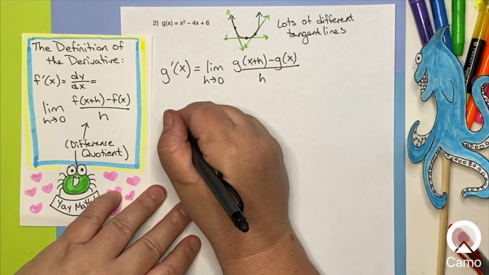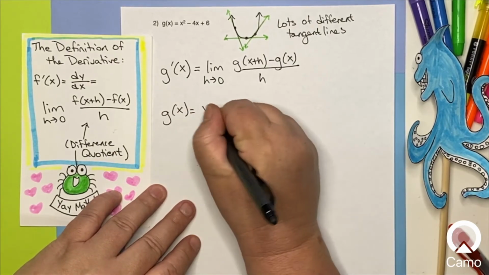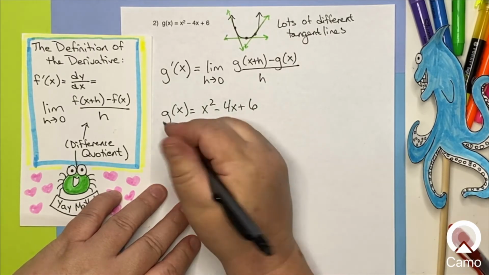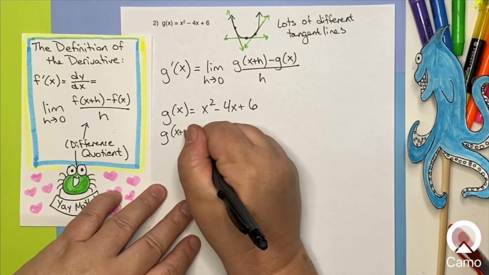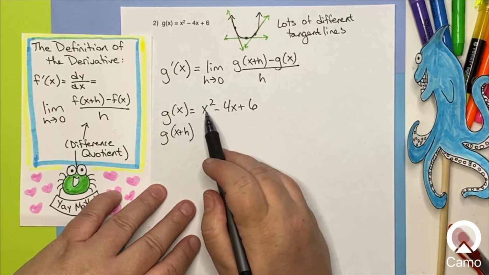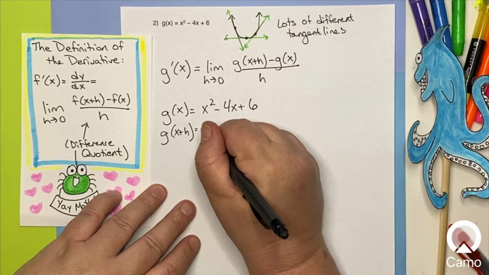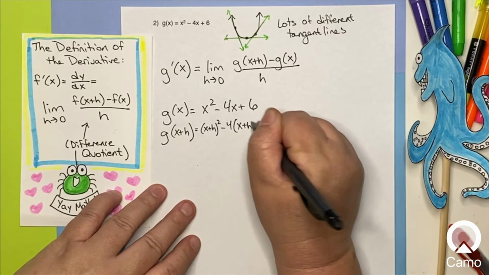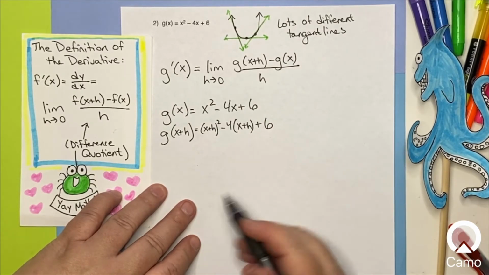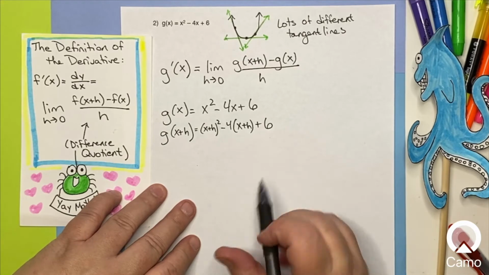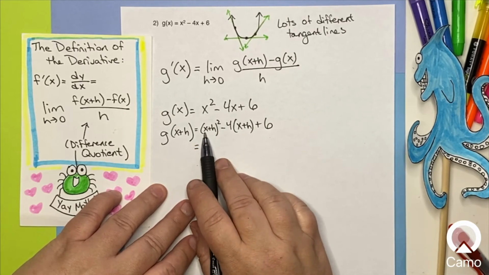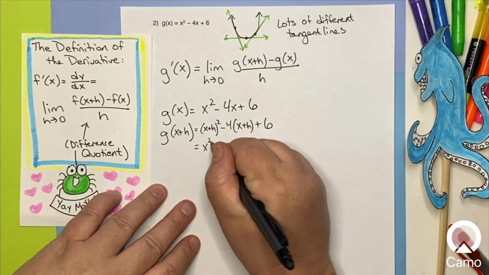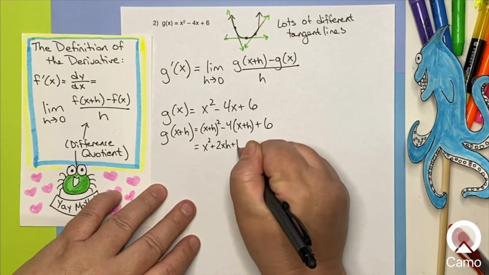Okay, so I know g of x is x squared minus 4x plus 6. Next up, I need to find g of x plus h. Now remember, everywhere you see an x here, you're going to see an x plus h down below. This is going to take a little work. We should probably simplify this. Hopefully at this point you have this memorized. If not, you'll use FOIL. This will be x squared plus 2xh plus h squared.